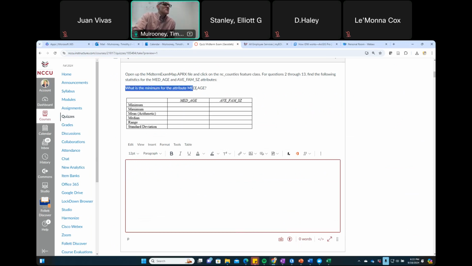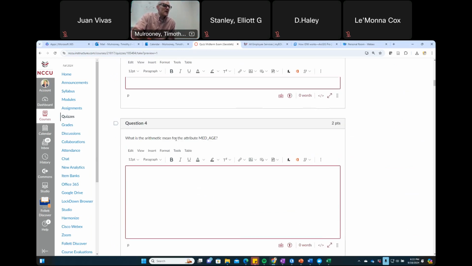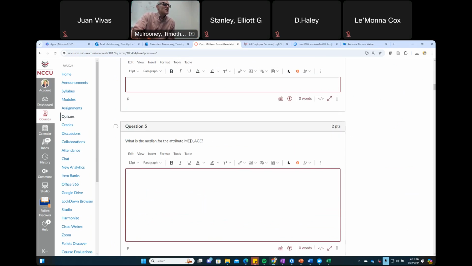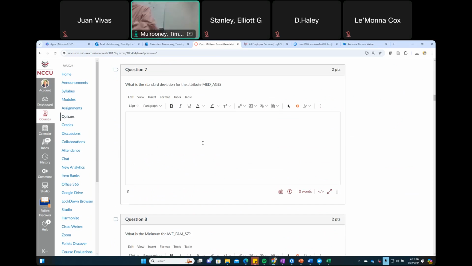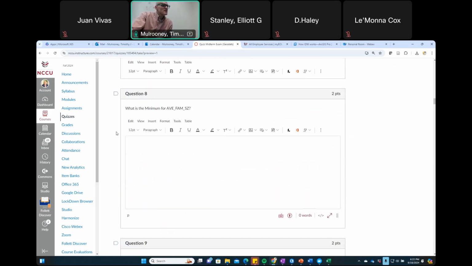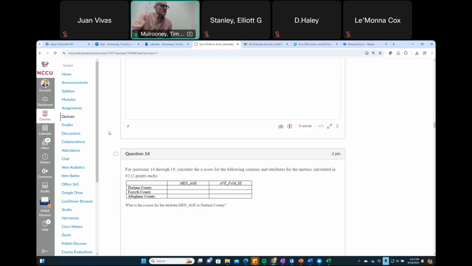So what's the minimum for the attribute minimum age? What's the maximum? What's the arithmetic mean? What's the median? What's the range? If you forget about those statistics, at the very least, you could sort them, look at the top for the lowest, look at the bottom for the highest. Then look for the two middle ones. If you scramble, but I'm not going to make you count and look all these things up. So there's going to be a tool available for you in order to do all these. What's the standard deviation? What's the minimum for average family size? So these are some basic descriptive statistics that you're going to go through and answer in the table.